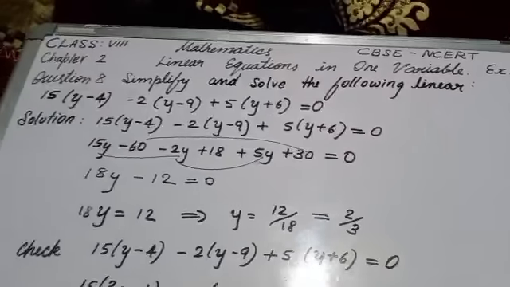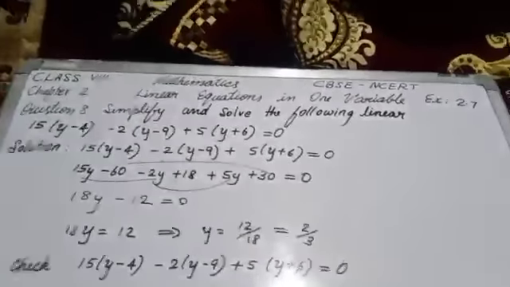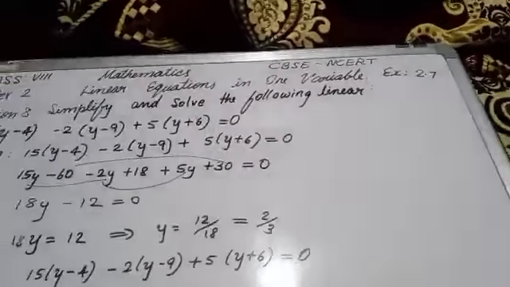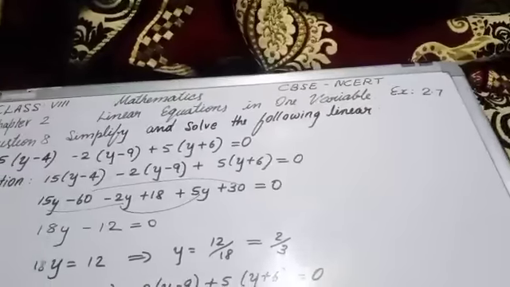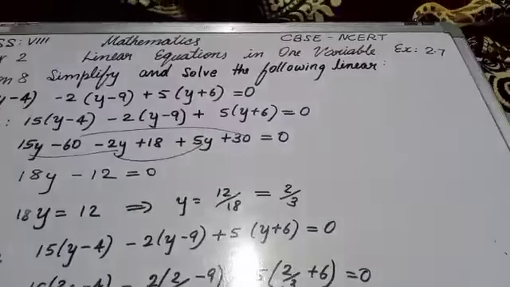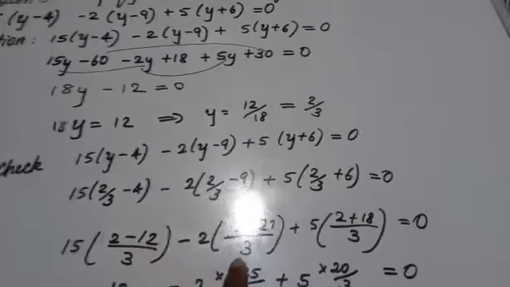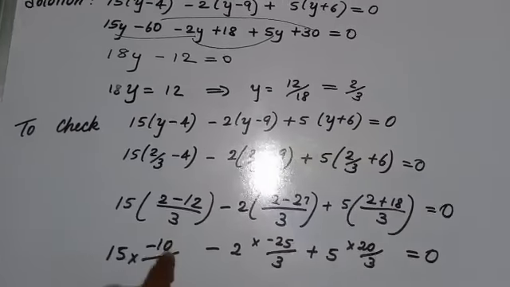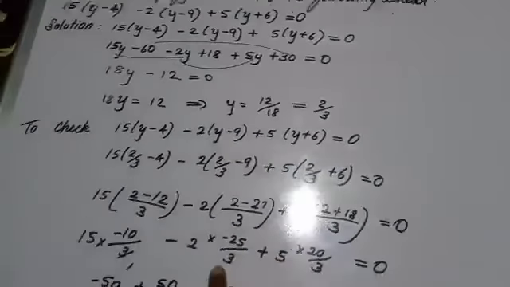Now let us check that: 15 bracket y minus 4, minus 2 bracket y minus 9, plus 5 bracket y plus 6. So if we do it, we will substitute the value: 15 bracket 2 by 3 minus 4, minus 2 bracket 2 by 3 minus 9, plus 5 bracket 2 by 3 plus 6. Once we are done, all are in the form of fractions, so let us take the LCM 3: 2 minus 12. So here in the bracket, 2 minus 27, 2 plus 18. If we simplify, you will be getting minus 10. Here we will be getting minus 25. The remaining we have written as it is.